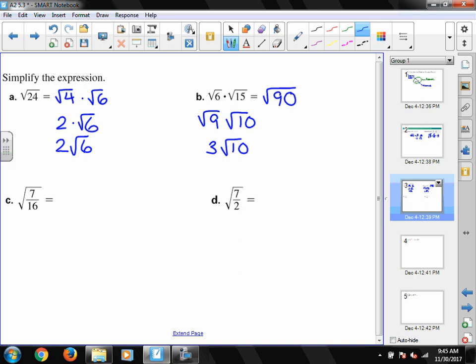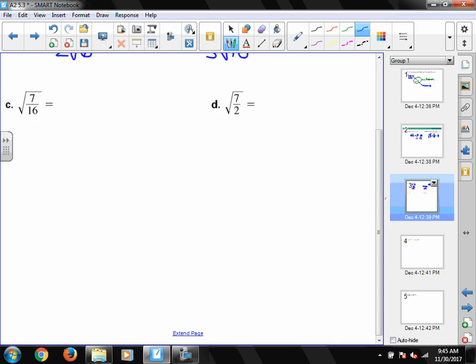Moving on, we've got the square root of 7/16. Well, our quotient property tells us that I can go with the square root of 7 over the square root of 16. 7, it's not a perfect square. Nothing squared is 7. But can I break it down using some perfect squares? Nope. So I'm just going to leave that as the square root of 7. Square root of 16 I know is 4. And I can just leave this right here. Okay? Square root of 7 over 4.